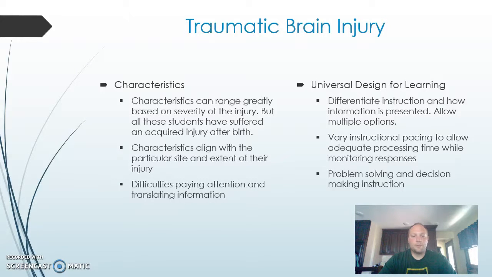Characteristics here can range greatly based on severity of the injury, but all these students have suffered an acquired injury after birth. Characteristics align with the particular site, the area of the brain, and the extent of the injury. Difficulties paying attention and translating information is definitely one of the big characteristics here. Universal design for learning ideas, differentiate instruction.